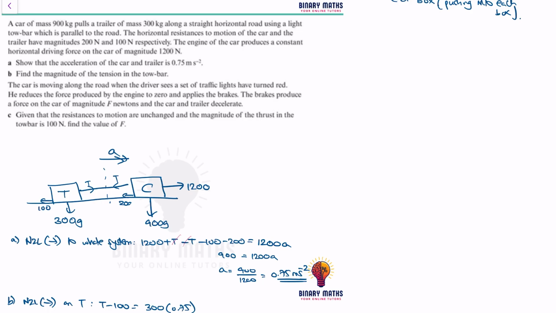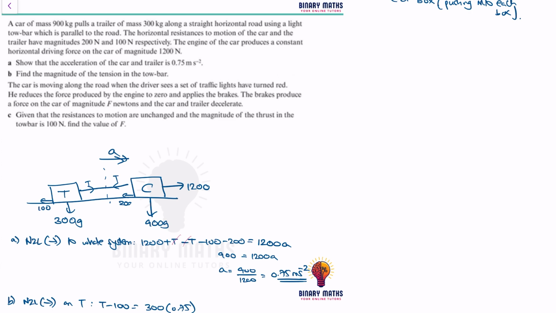The car is moving along the road when the driver sees a set of traffic lights have turned red. He reduces the force produced by the engine to 0 and applies the brakes. The brakes produce a force on the car of magnitude F newtons, and the car and the trailer decelerate. Given that the resistances to motion are unchanged and the magnitude of the thrust in the tow bar is 100 newtons, find the value of F.